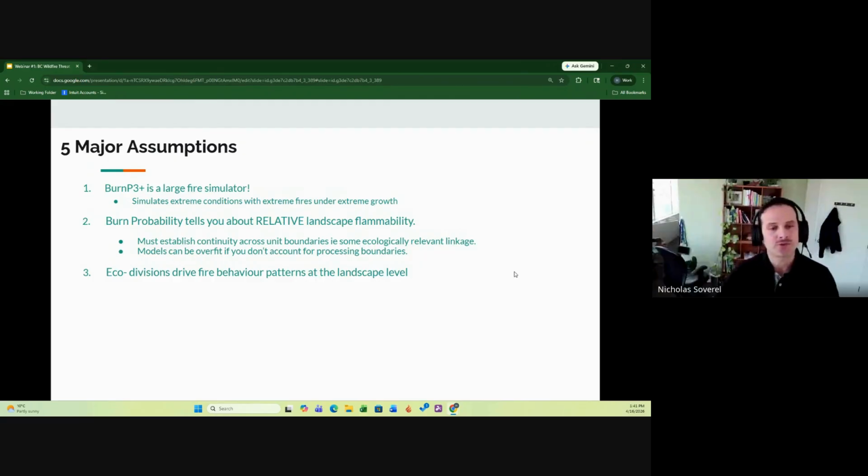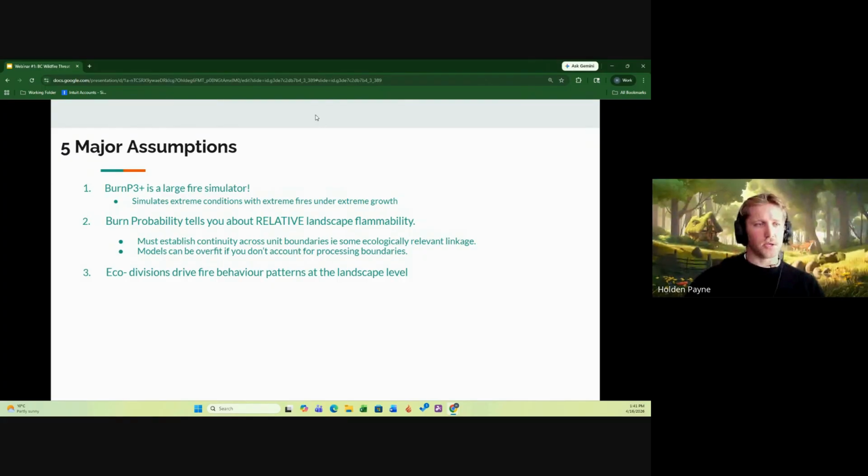Holden, you want to share your screen, I think? I'm not sure. Are you sharing the screen that you're on? Yeah, I think you guys should see the assumptions. Perfect. Just want to make sure. Cool. Somebody had a comment about that. Okay.